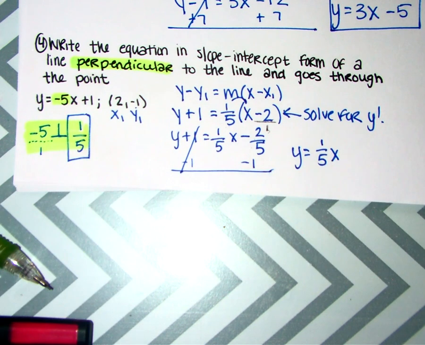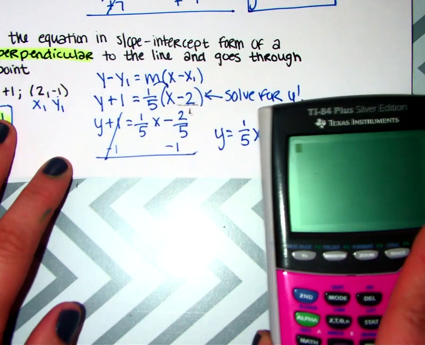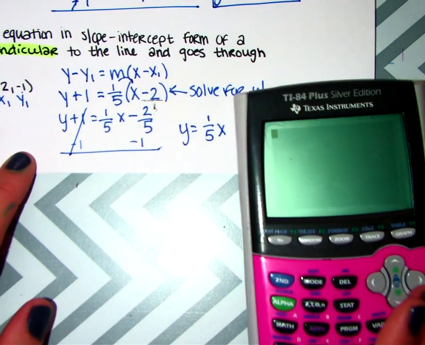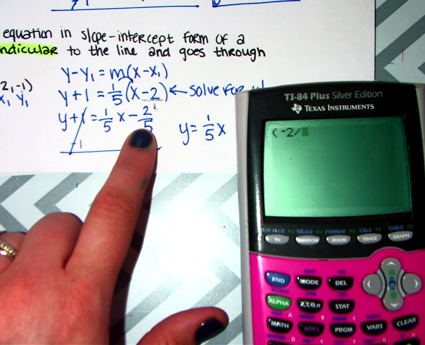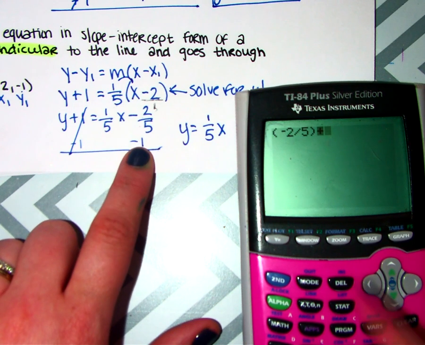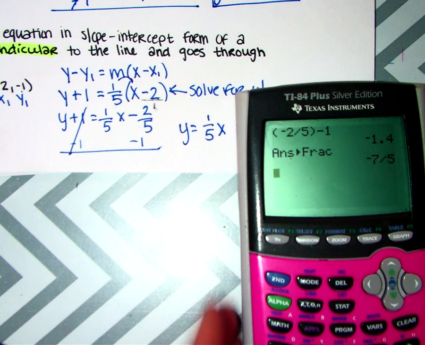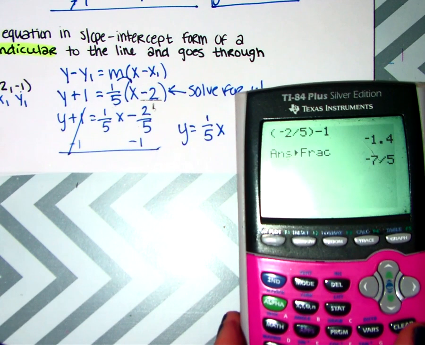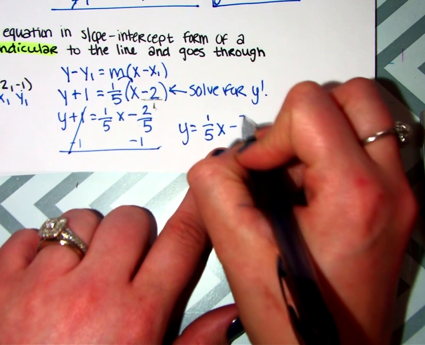And if you're not good with fractions, it's okay. You don't have to be amazing at fractions. All you have to do is just make sure you can type it in your calculator correctly. So parenthesis, -2/5 minus 1 gives us a decimal, math enter, gives us the fraction of -7/5. So we're going to put minus 7/5.